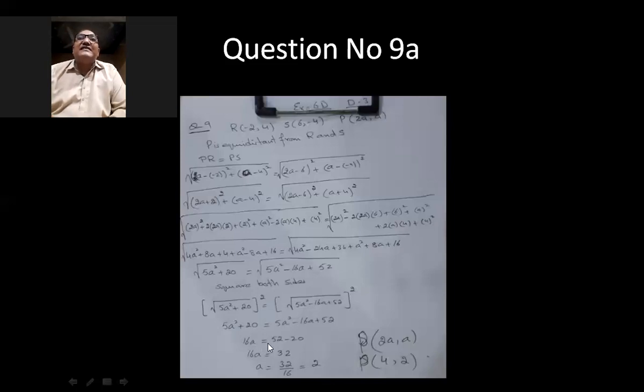Bring it to this side: 16a equals to 52 minus 20, 16a equals to 32. So this 16 multiplying here, take it to the other side, it will divide there. So a will be equals to 32 divided by 16, so that will be 2. It means that the coordinates of the P, we suppose they are (2a, a). The value of a is 2. So 2a means 4 and a means 2. So the coordinates of P are (4, 2). So this is question number 9 and its first part.